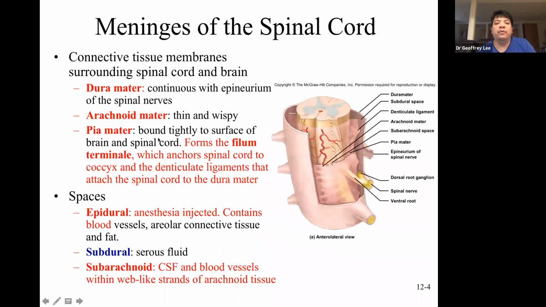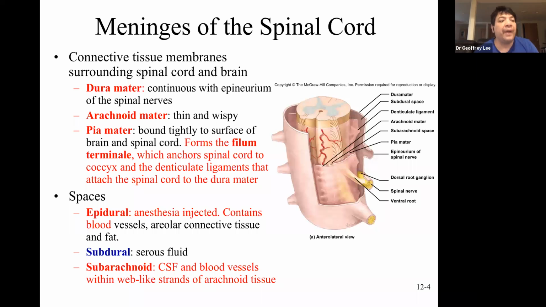Then we have a little bit of space between the dura and the next mater. This is called the subdural space, right? The subdural space is filled with serous fluid, meaning it's really not that important. It's just there, it's like a lubrication. Now, the epidural space is important. The epidural space is where we inject anesthesia when people are having a spinal epidural.